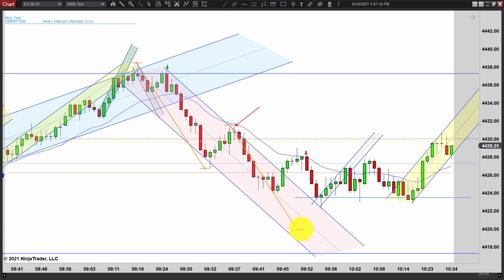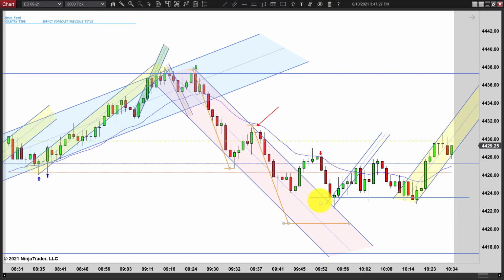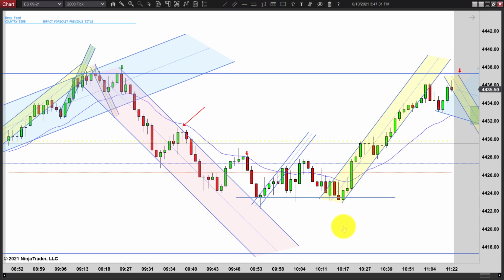And again, we came up a little bit short, but you'd also probably measure it from right here, and we came up short on that too. But you can still clearly see we had one leg down, then we had another couple of legs down, and we just found support there. We couldn't get through it.